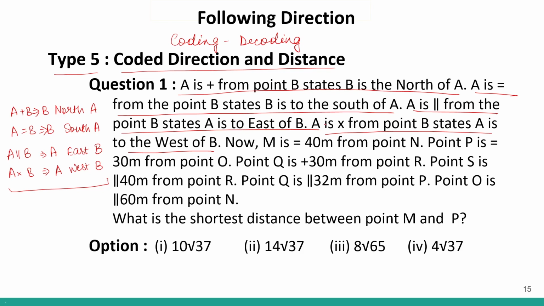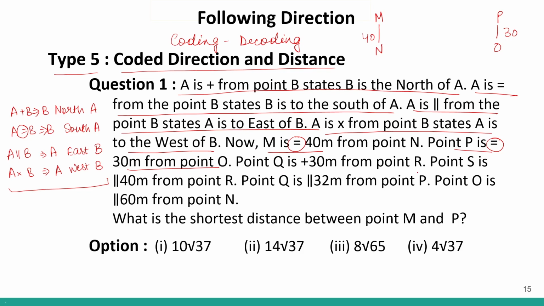Now let us start solving the question. M is this symbol. What is this symbol? This symbol means south. So N will be south of M by 40 meters. Okay. Then point P, similar use of symbol, is 30 meters. Then O. So O will be south of P by 30 meters. We'll join this later with the main diagram.